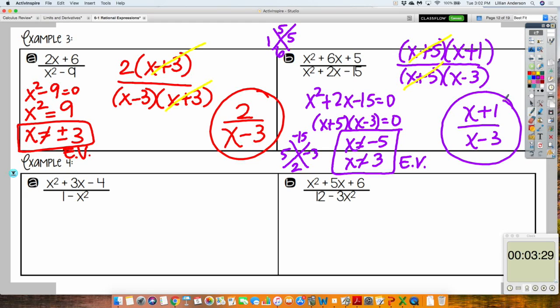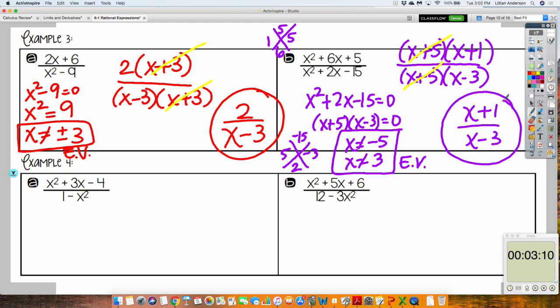Questions? If that was the original problem that we were given, x plus 1 over x minus 3, we wouldn't be able to simplify it any further. But we can state constraints, though. Yes.